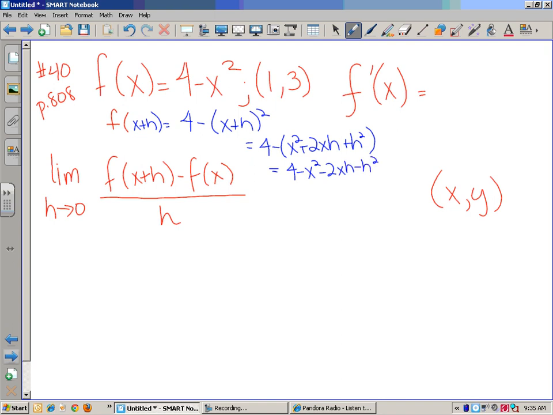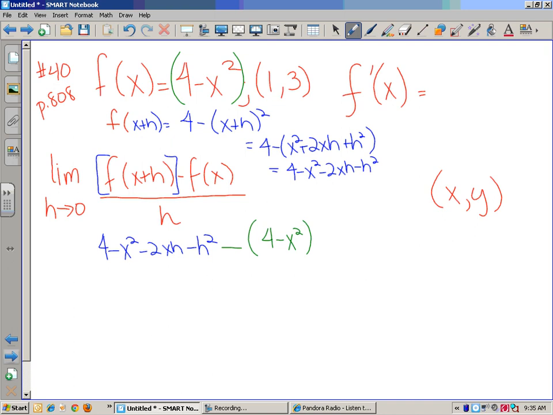Okay, so there's my f of x plus h. So I'm going to take my f of x plus h and I'm going to plug it in for this. So 4 minus x squared minus 2xh minus h squared. And then I'm going to subtract from that my f of x, which is 4 minus x squared.